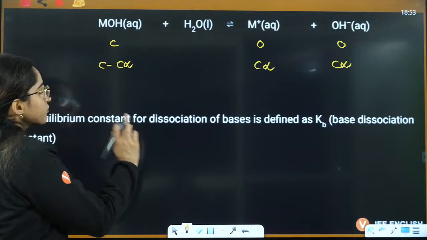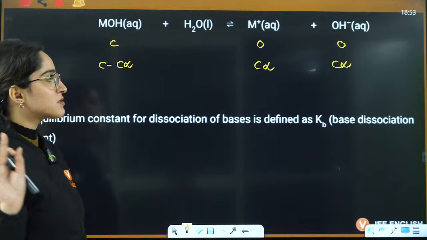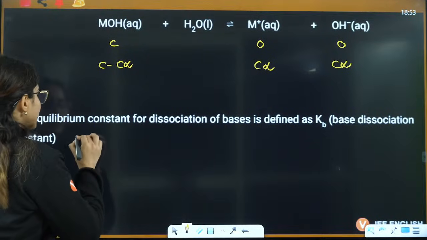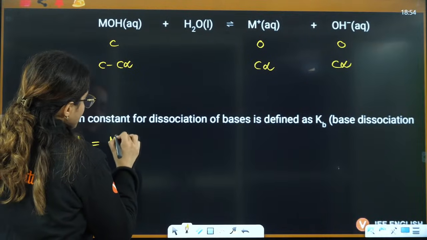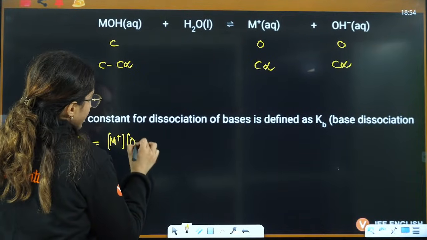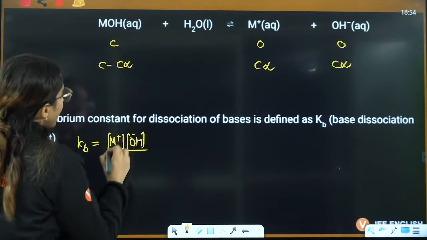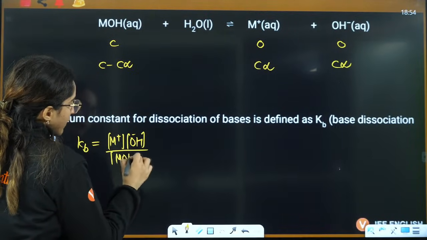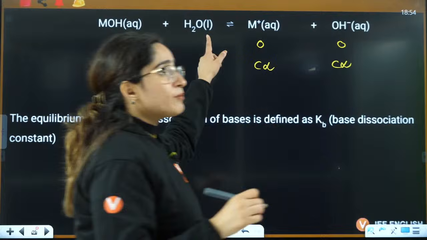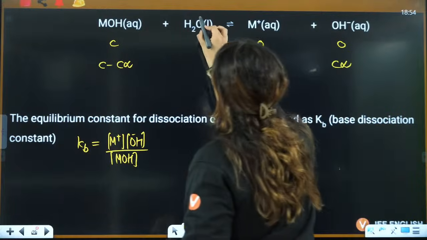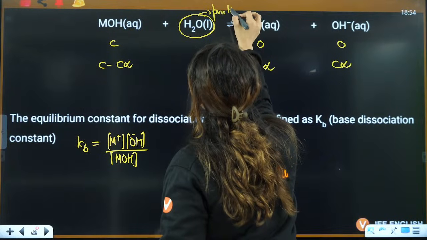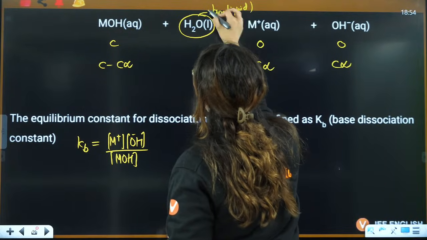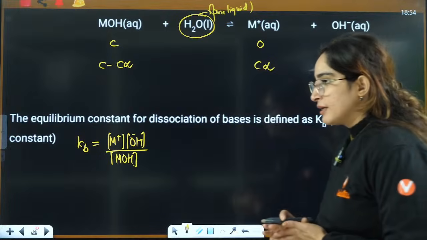Now the equilibrium constant for dissociation of bases is defined as Kb. That is nothing but M positive and OH negative divided by MOH. Now, ma'am, why you have not written water? Because it's a pure liquid. The concentration of pure liquids or pure solids is never written, right?